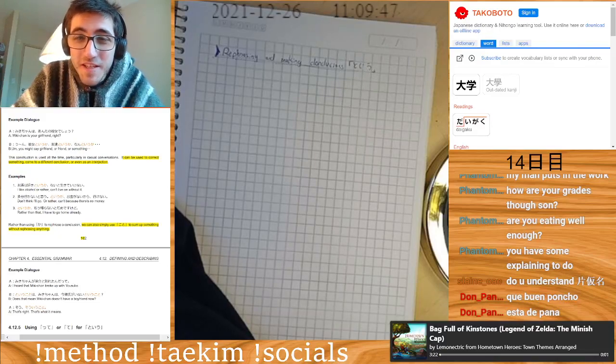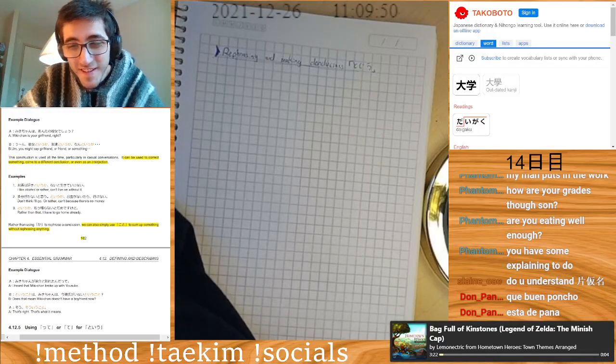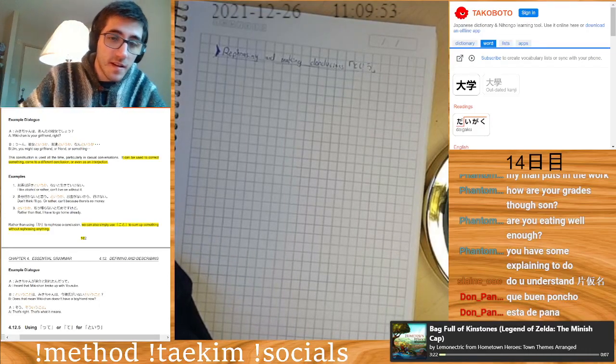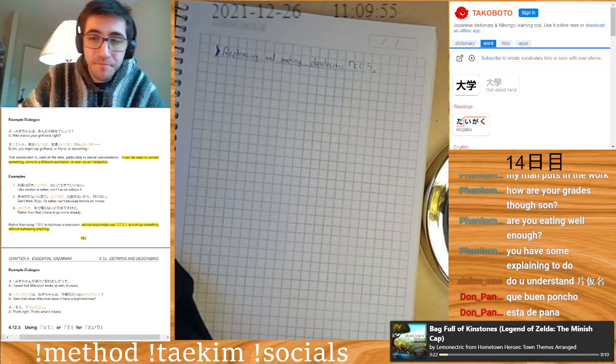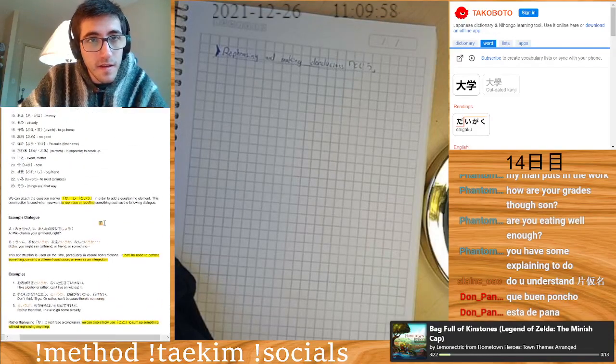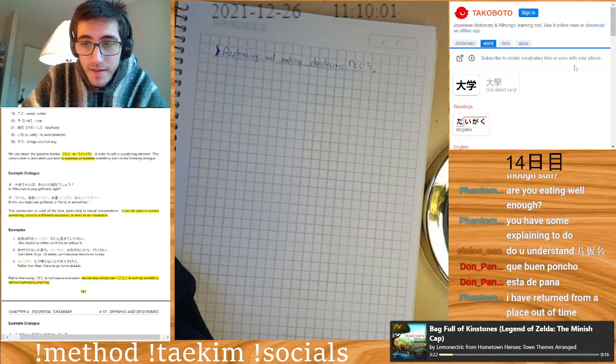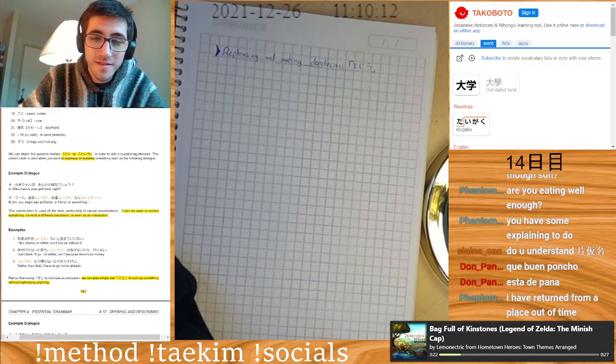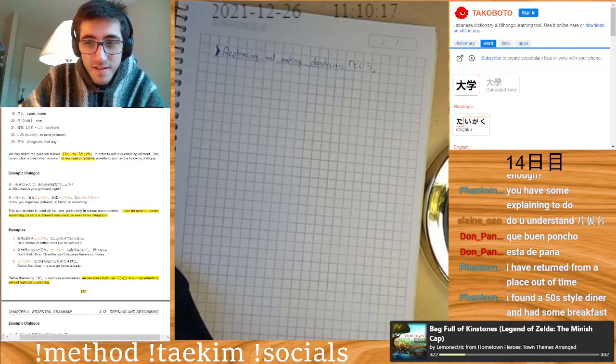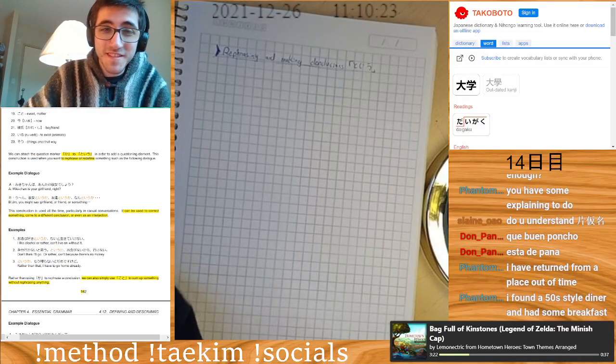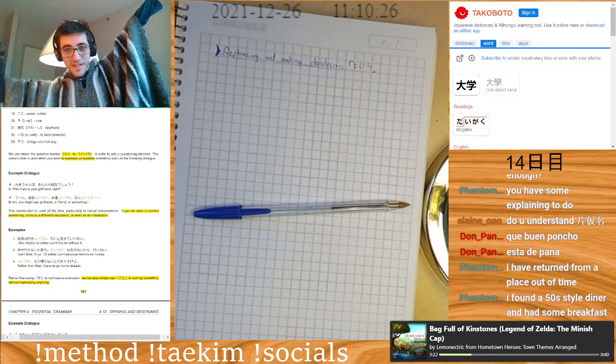Le estás dando al collab de Shaman King, eh? I've returned from a place out of time. What do you mean out of time? Huh? I found a 50s style diner and had some breakfast. Nice. That sounds pretty good. Let's go, dude.